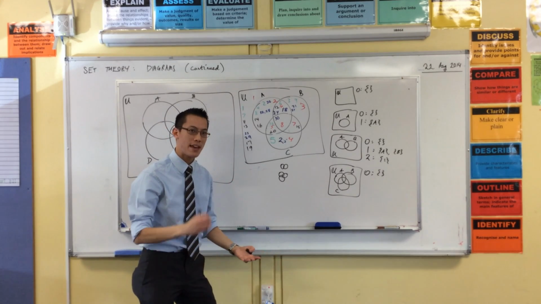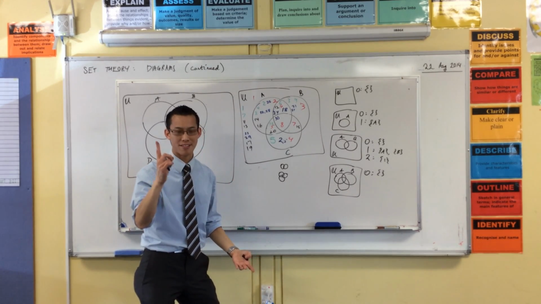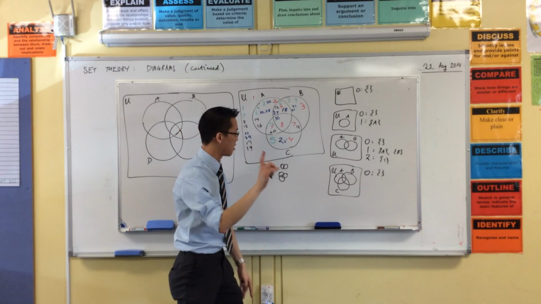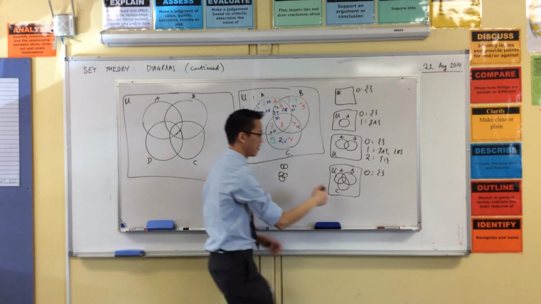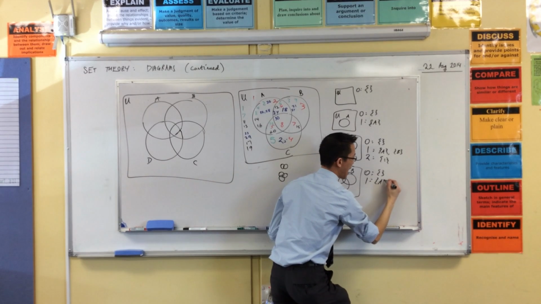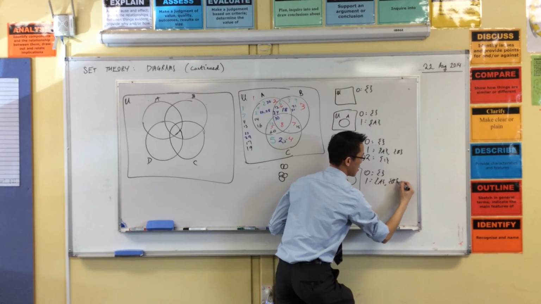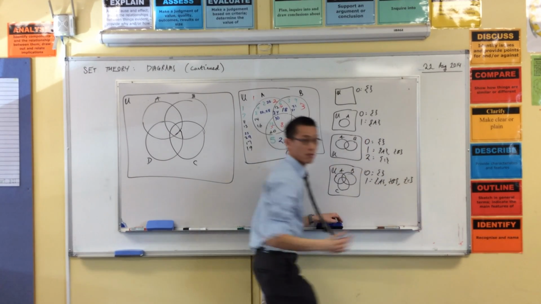How many ways are there to pick 3 sets? Sorry, 1 set. 1 set. Let's get 3 sets later. There's this way and this way and this way. 2, 3, 4. Can you see it? Can you see where I've gone? I've got A, I've got B, and I've got C.